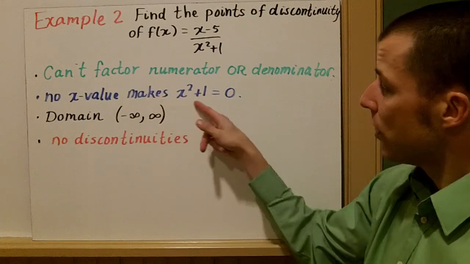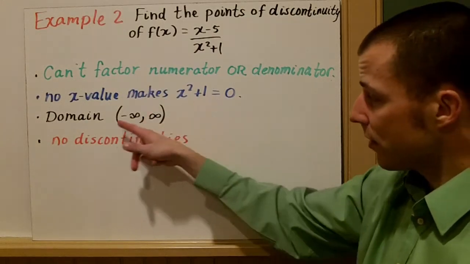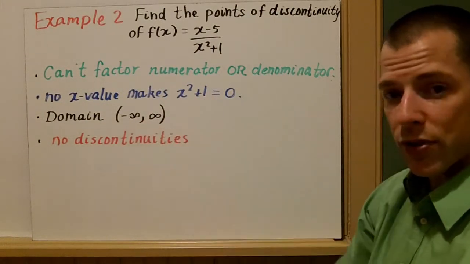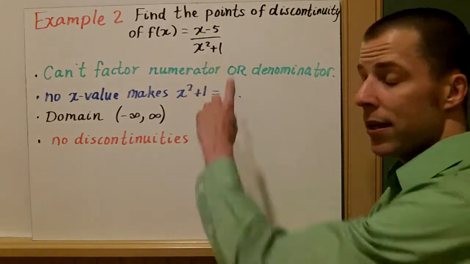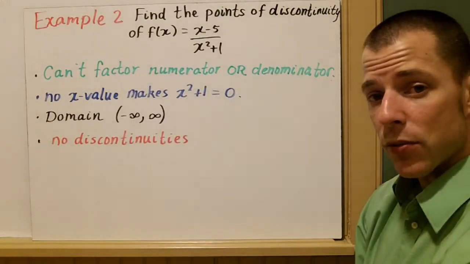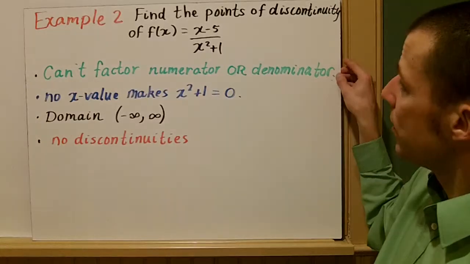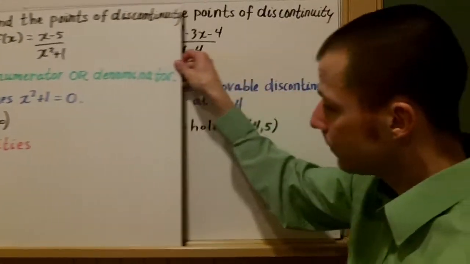Okay, so we know there's no x value that makes the denominator 0, so the domain is all real numbers. There's no restrictions on x because we can't make the denominator equal to 0. So no discontinuities there.